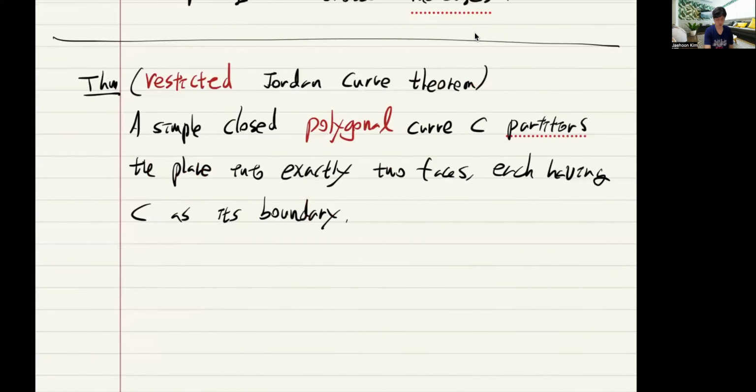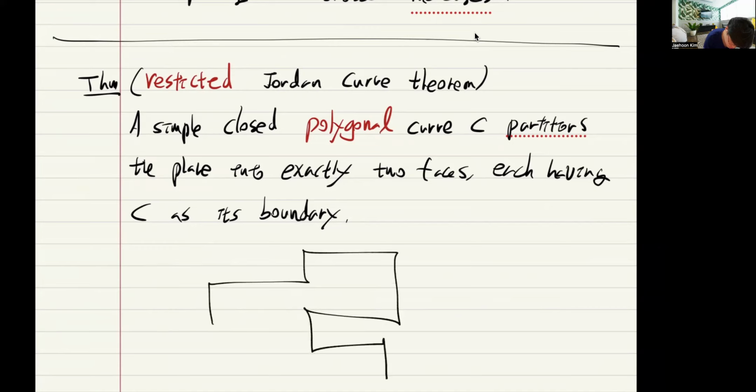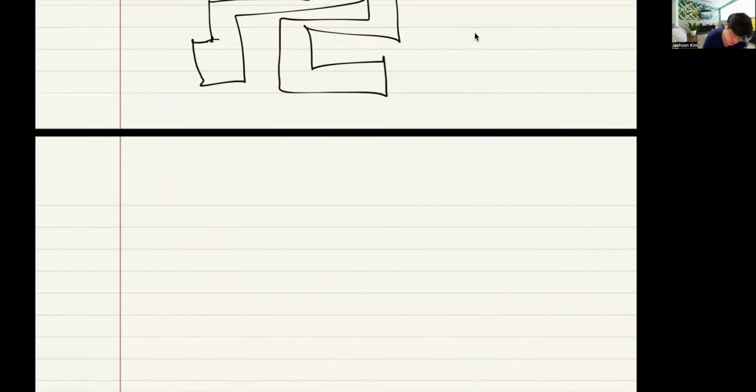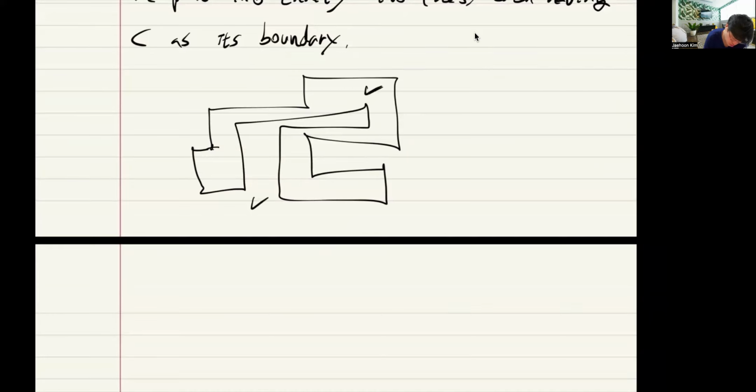What is a polygonal curve? A polygonal curve is a curve that is locally linear. It consists of several segments, and each segment is a flat part of a line, and that's a polygonal curve. A simple closed polygonal curve might look this way. And then you have the inside here and the outside here.